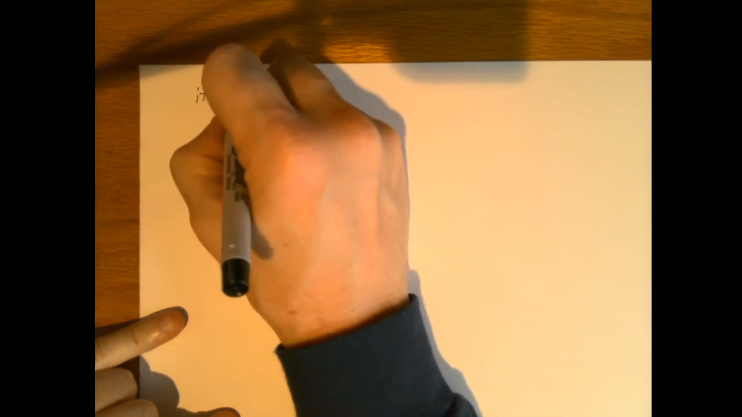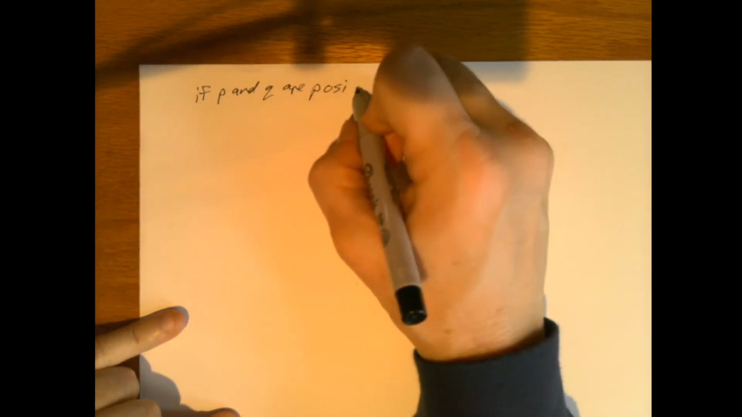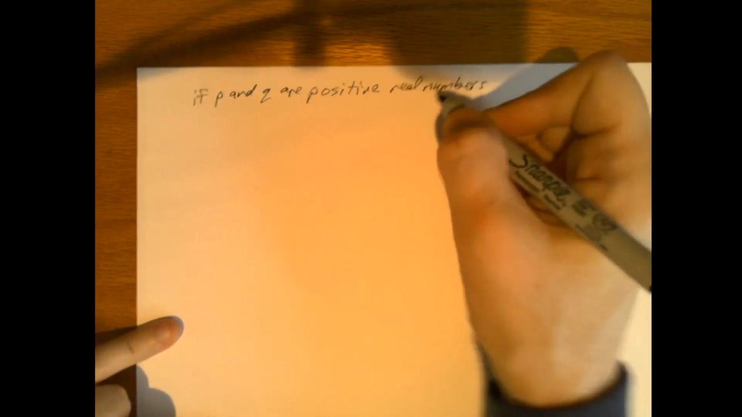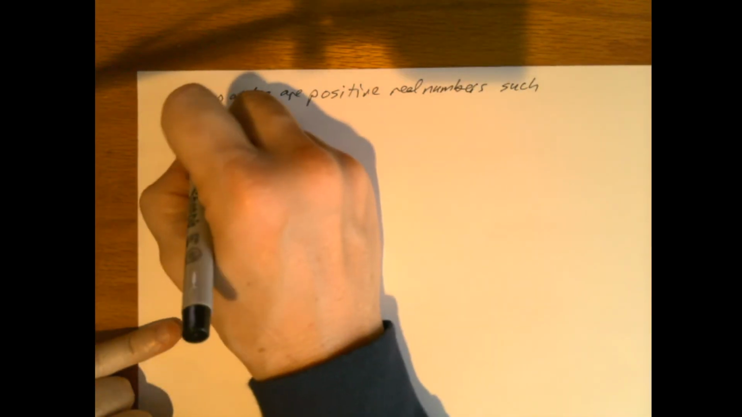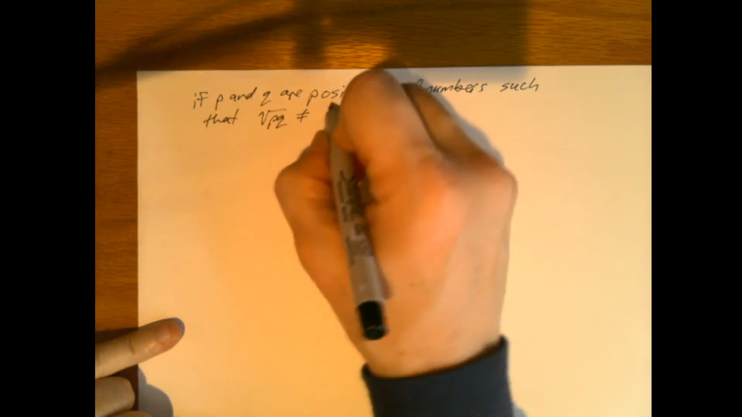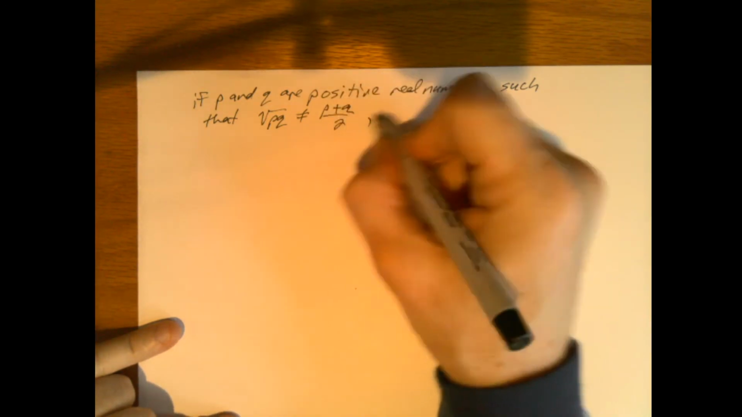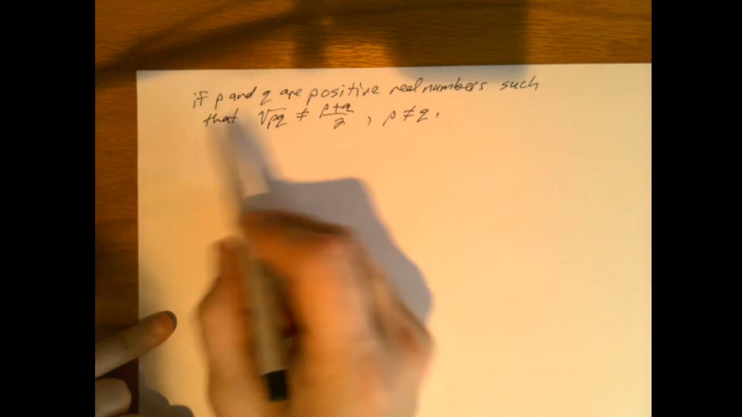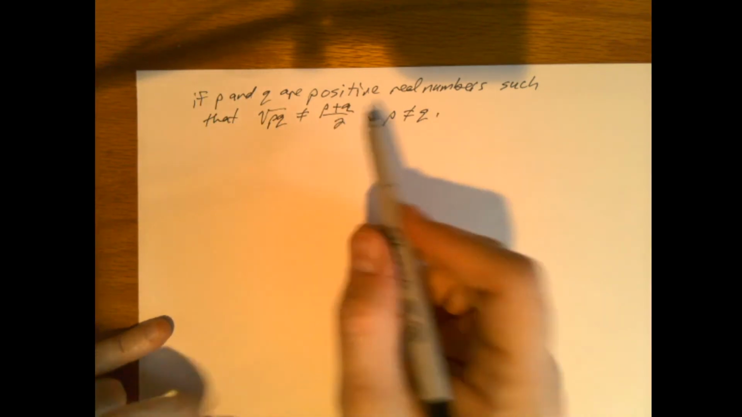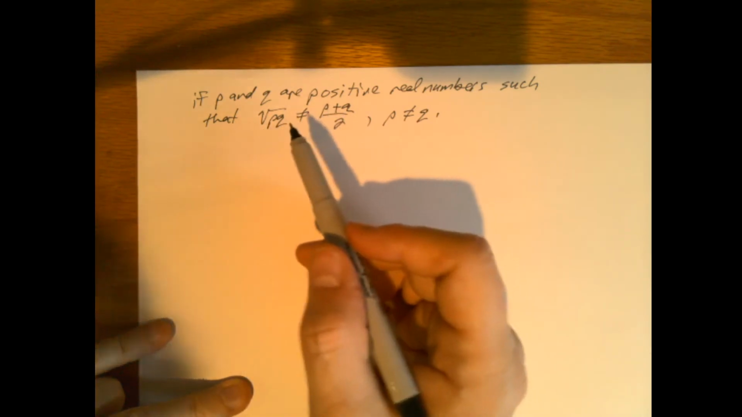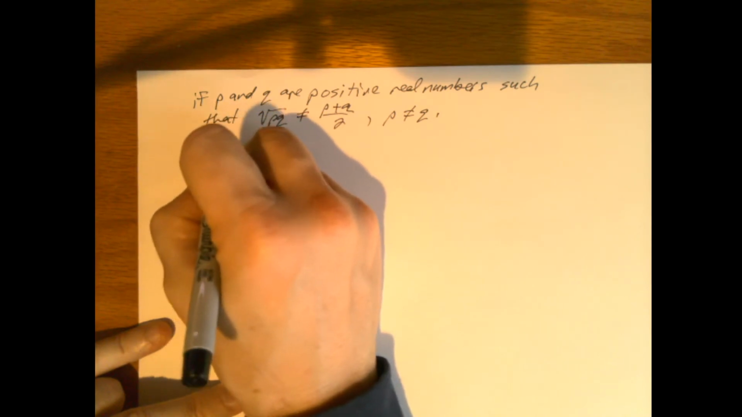If P and Q are positive real numbers, now we're not even limited to integers, are positive real numbers, such that the square root of PQ does not equal (P plus Q) over 2, then P can't be equal to Q itself. So I have to admit, I saw this as an example in a book, and I was like, wow, I'm not sure what to do with this. But it turns out the contraposition of this actually makes what it's asking much more clear, I found. So what's the contraposition of this? Or the contrapositive?